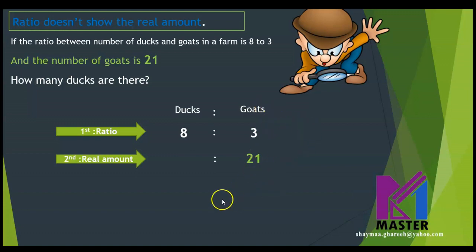Then I will look and compare what happened. The 3 became 21, which means multiply by 7. I will do exactly the same with the number of ducks. I will multiply the 8 by 7, which is 56. So the number of ducks is 56 ducks.